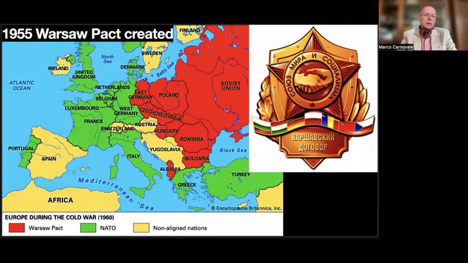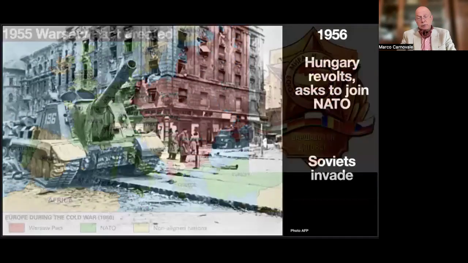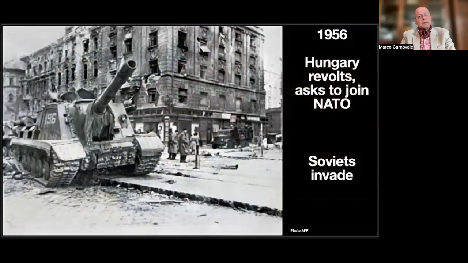The proof of that is that the following year, in 1956, Hungary revolted. It wanted to join NATO, leave the Warsaw Pact, chuck the socialist system and join NATO. But the Soviets invaded, and that was not possible. NATO did not come in to help. Why didn't it come in to help?